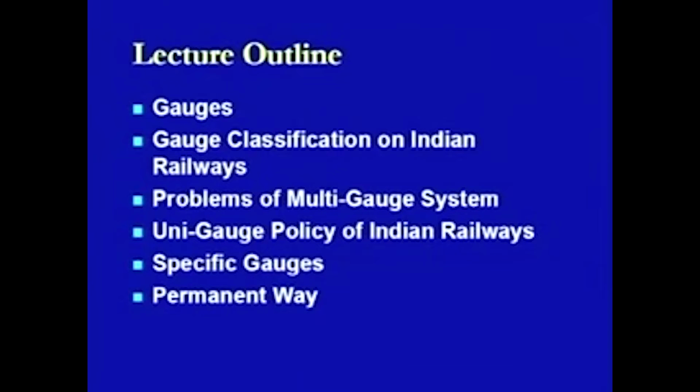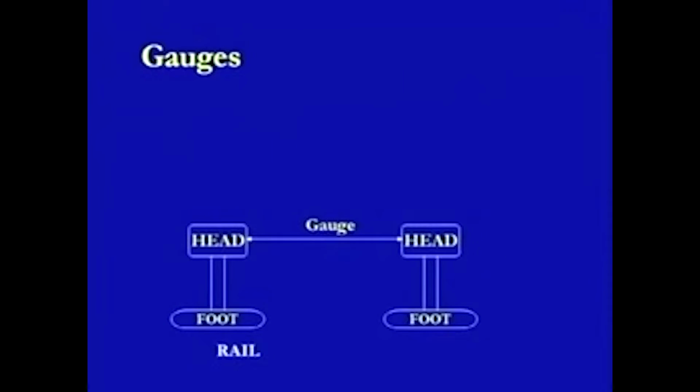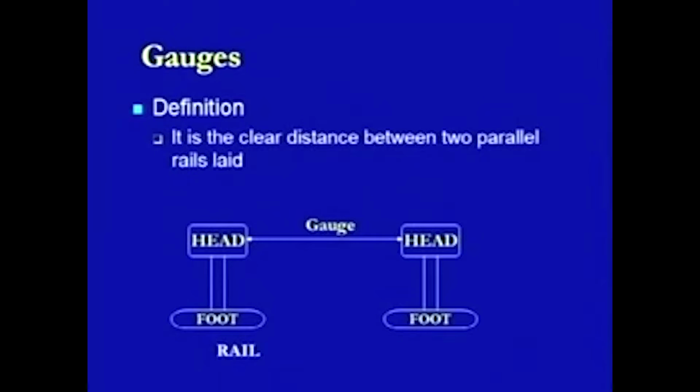Now we will start with the gauges and gauge classifications adopted on Indian Railways. The diagram shows a rail wherein the head of the rail and the foot of the rail have been shown, and the two rails have been placed parallel to each other. The clear distance between the heads of these two rails is defined as gauge. Therefore, the definition of gauge is the clear distance between two parallel rails laid in any track.